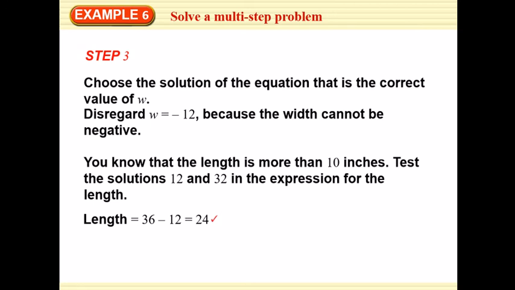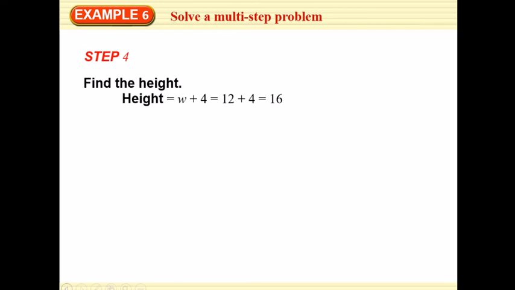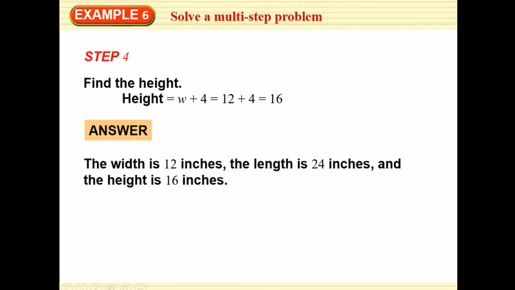Alright, the length formula going all the way back was 36 minus w. So when you substitute in 32, that wouldn't work out, but when I substituted in 12, it would have worked. It had to be greater than 10. That's greater than 10. This is not greater than 10. So the solution 12 gives me a length of 24 and the correct width of 12. Then I need to go ahead and find my height. w plus 4, 12 plus 4, 16. So my final answer: w equals 12, L equals 24, and H equals 16.